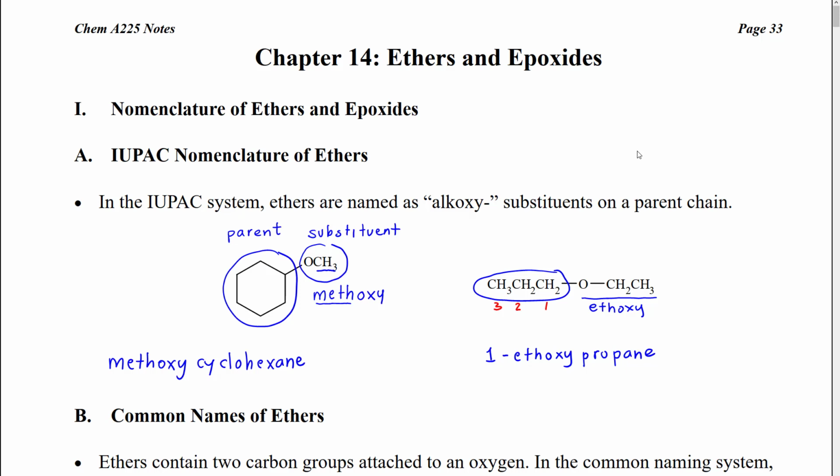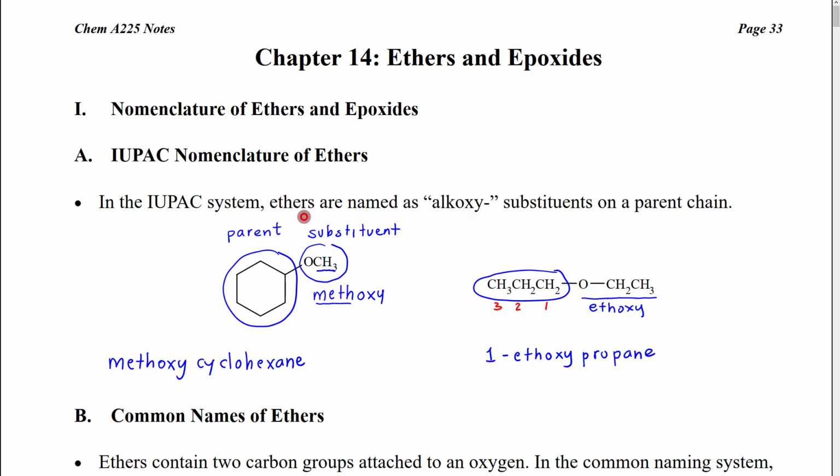In this video, we're going to discuss ethers and epoxides. We're first going to talk about the nomenclature of ethers and epoxides. In the IUPAC nomenclature, ethers are not treated as a special functional group. What that means is that they don't get a special ending and they have no priority for numbering. Instead, ethers are just treated as a special type of substituent on a separate parent chain.